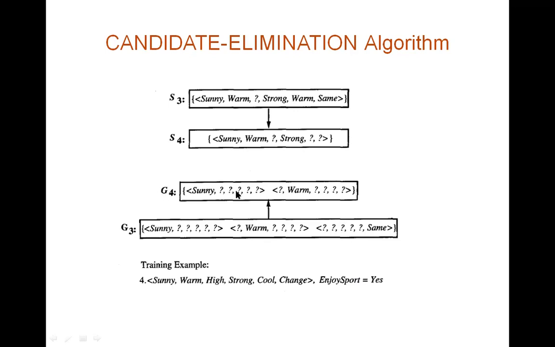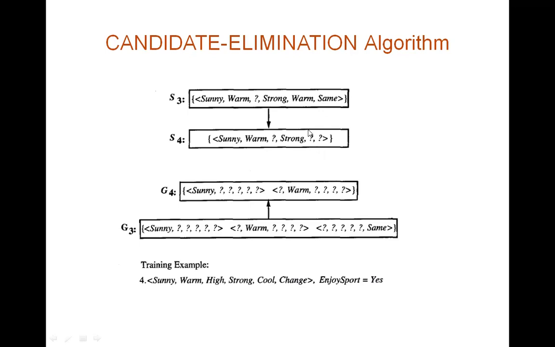We'll go to G4. In G4, we got these two hypotheses. From S3, we'll come to S4 because warm and same is there. Warm and same, if these two fields are compulsory, then it will classify this example as negative. For that reason, we'll put question marks here. We got these two boundaries. Now the boundaries have changed from G4 and S4 for this fourth example.